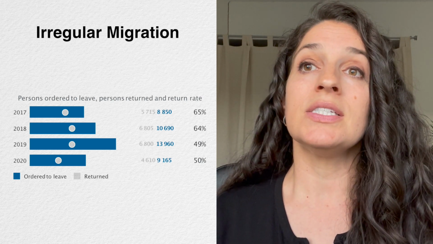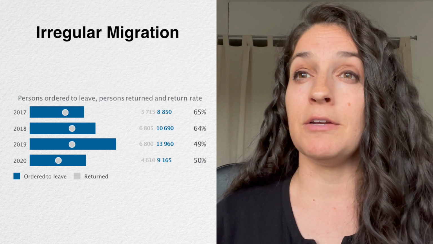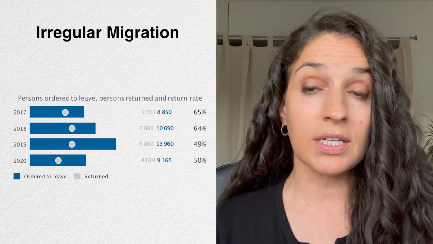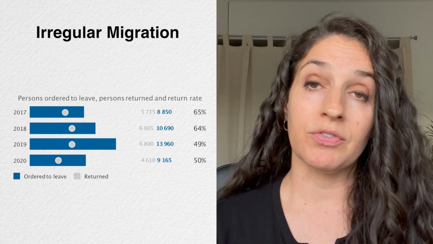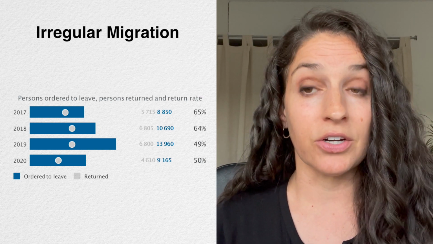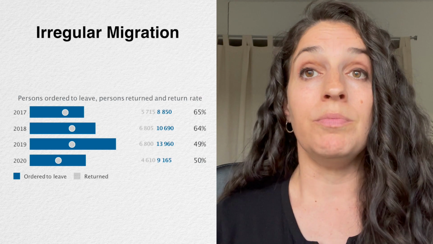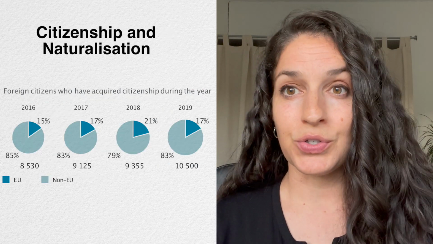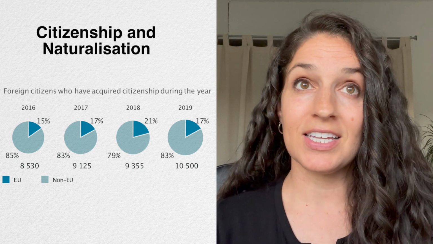So here you can see that between basically 50 and 65% of the people who were ordered to leave Austria have actually left the country in that year. So the difference then again would be more irregular migration. Now let's turn to citizenship and naturalization.